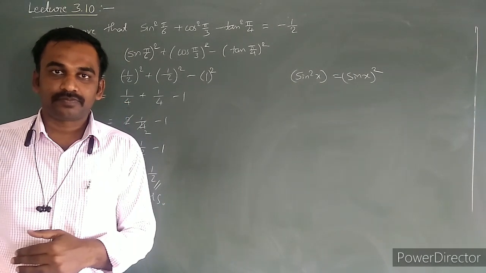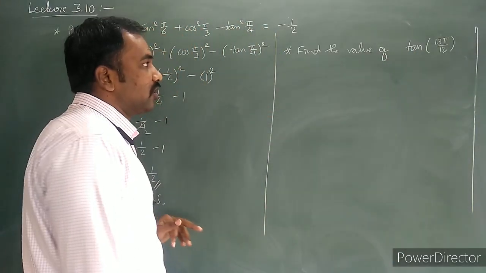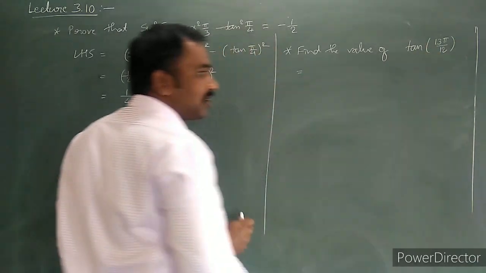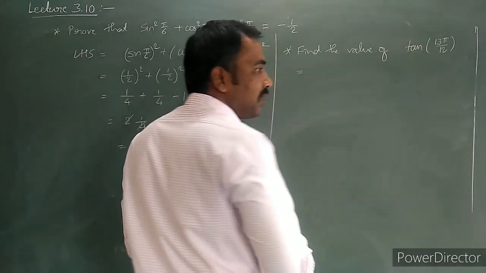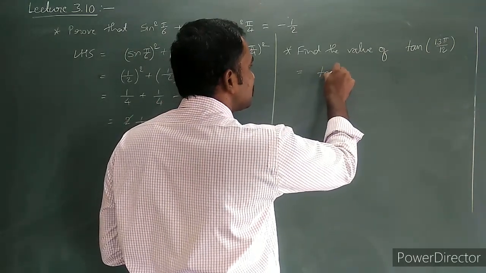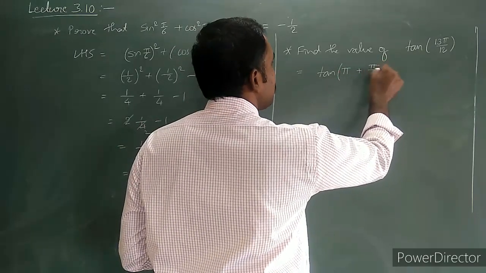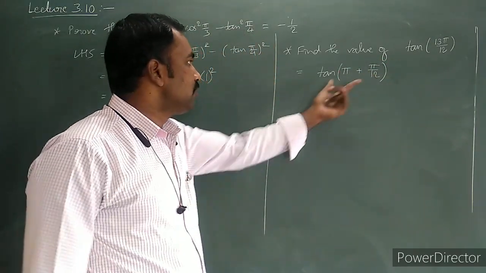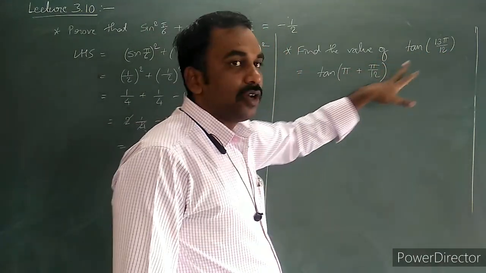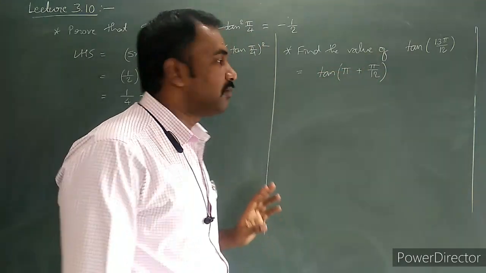Now the next problem. Find the value of tan of 13 pi by 12. What is 13 pi by 12? If you want to convert into degree measure, you can convert. Before that, 13 pi by 12 is larger, more than pi. So I write tan of 13 pi by 12 as tan of pi plus pi by 12. Check it: on simplifying, will you get 13 pi by 12 or not? Pi plus pi by 12, with 12 as LCM, 12 pi plus pi, that is 13 pi by 12.